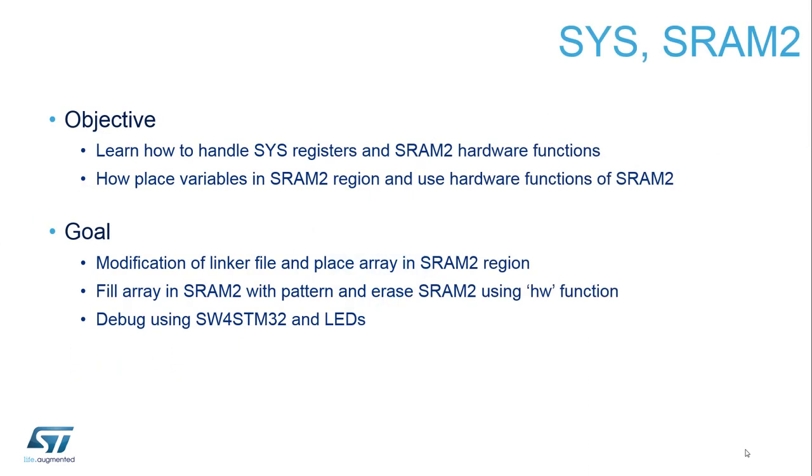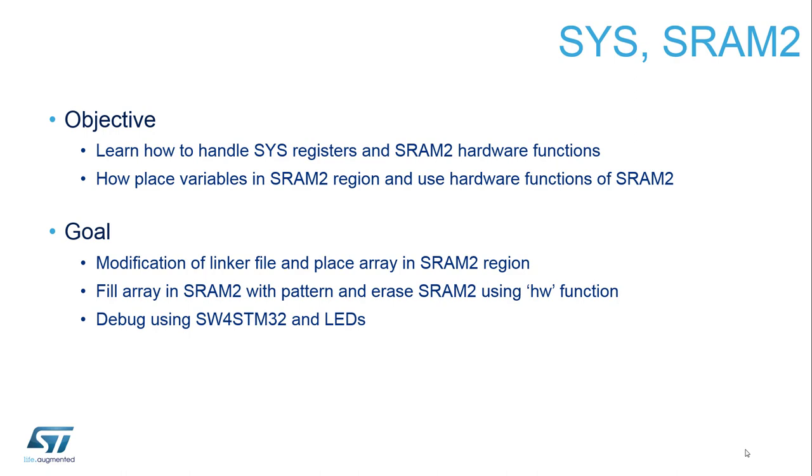In this session, we will focus mainly on the hardware functionalities of the SRAM2 and how we can use them through the system registers. As we want to maximize efficiency, we will learn how to set the content of SRAM2 using solely the embedded hardware functionalities, saving time and resources as the MCU is not involved in this process. So, in our exercise, we will reset the SRAM2 by hardware and demonstrate how to modify the linker file to store data or an array in SRAM2 region.